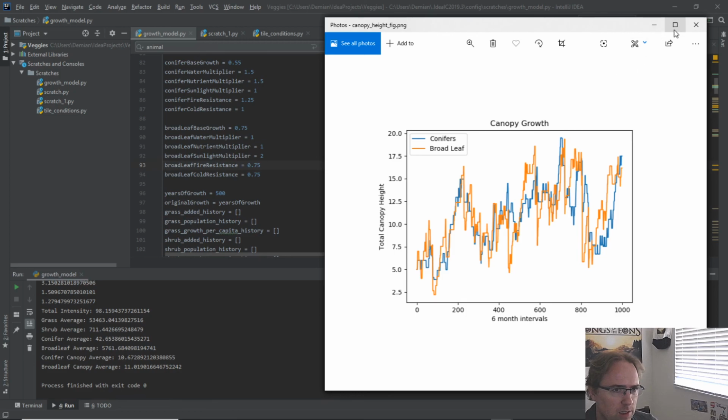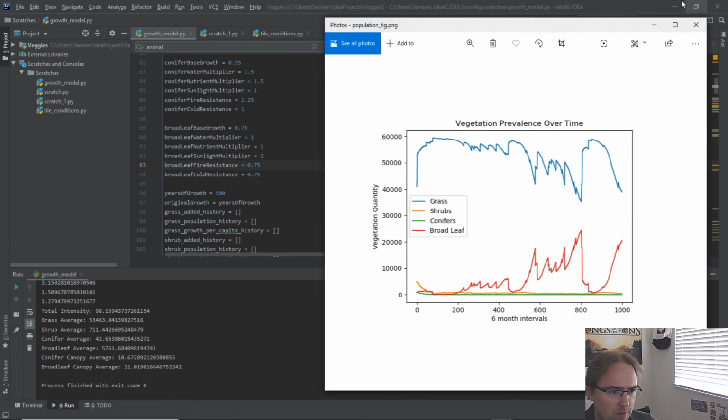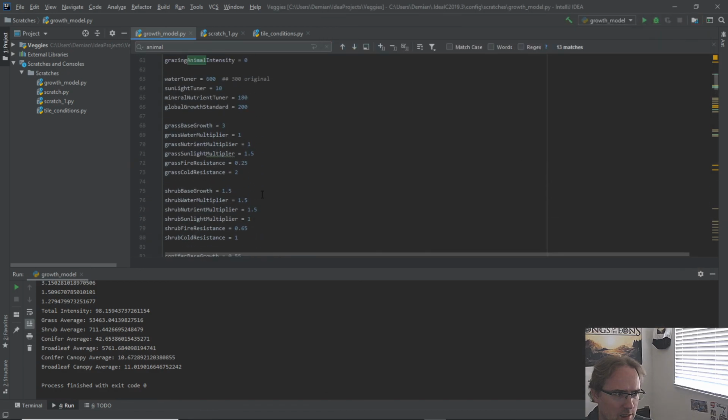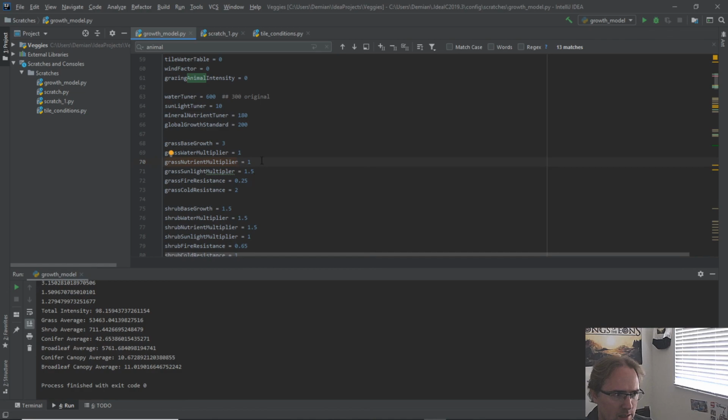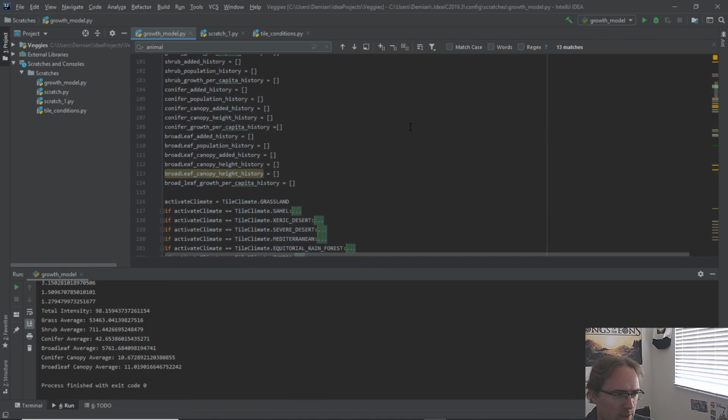Did I change grass growth rate? I changed broadleaf, but then that gave me the results I was kind of expecting, which was everything being quite a bit flattened. Grass is the same as it was before. Grass growth rate isn't going to really influence any of this very much.